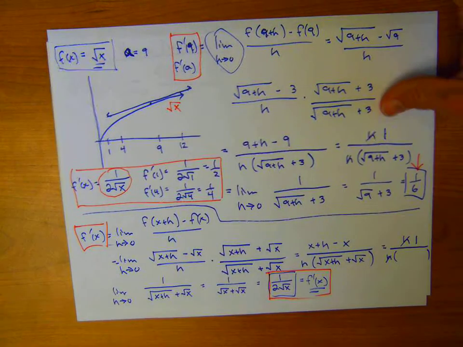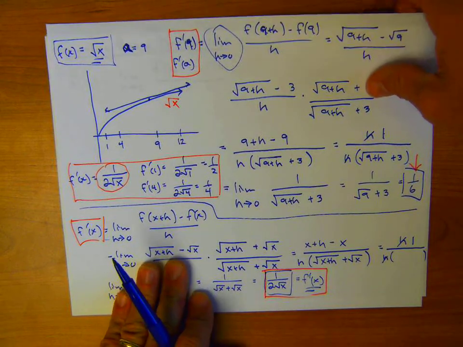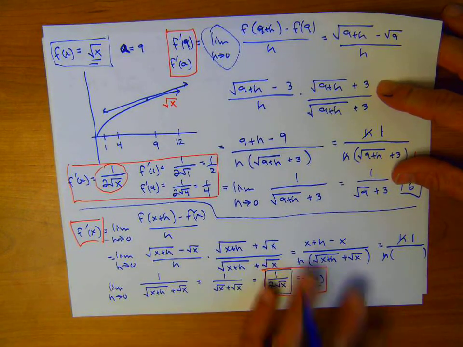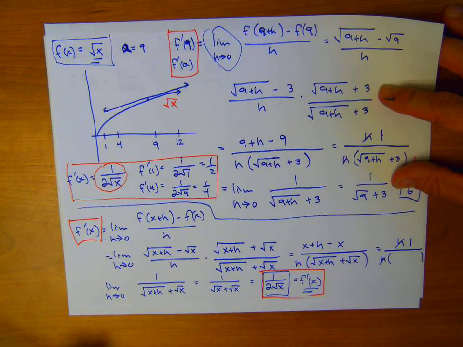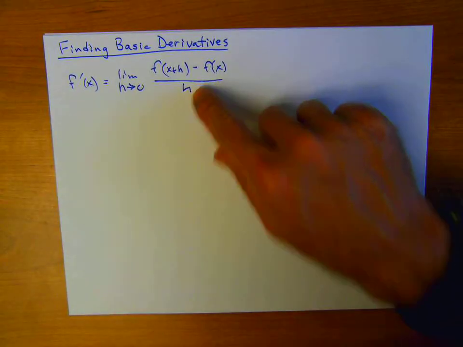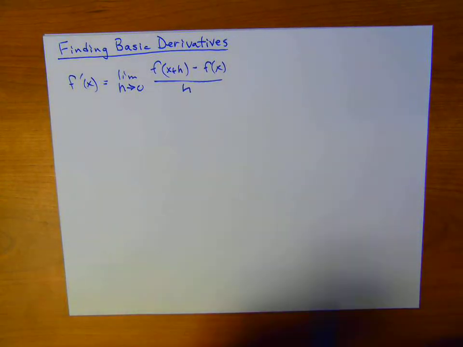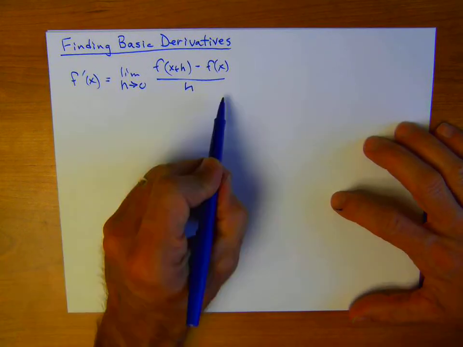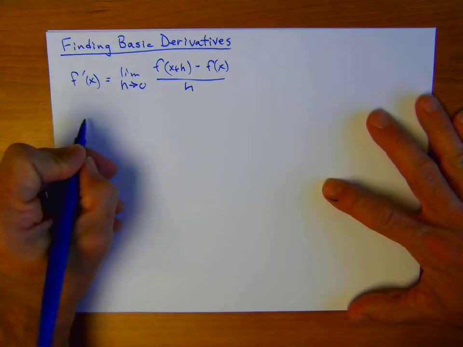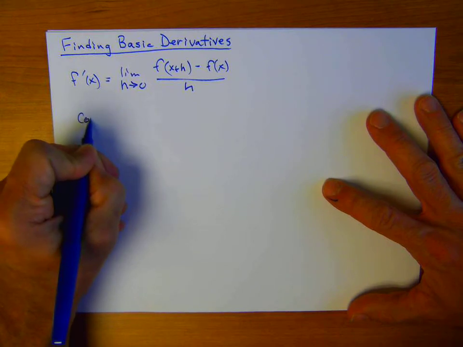But it's a little bit cumbersome, to say the least, to have to use the definition every time we want to find the derivative of a function. So in this lecture, I'm going to talk about some shortcuts, basically, ways that we can find the derivative without having to use the definition every time. So first is a constant function.